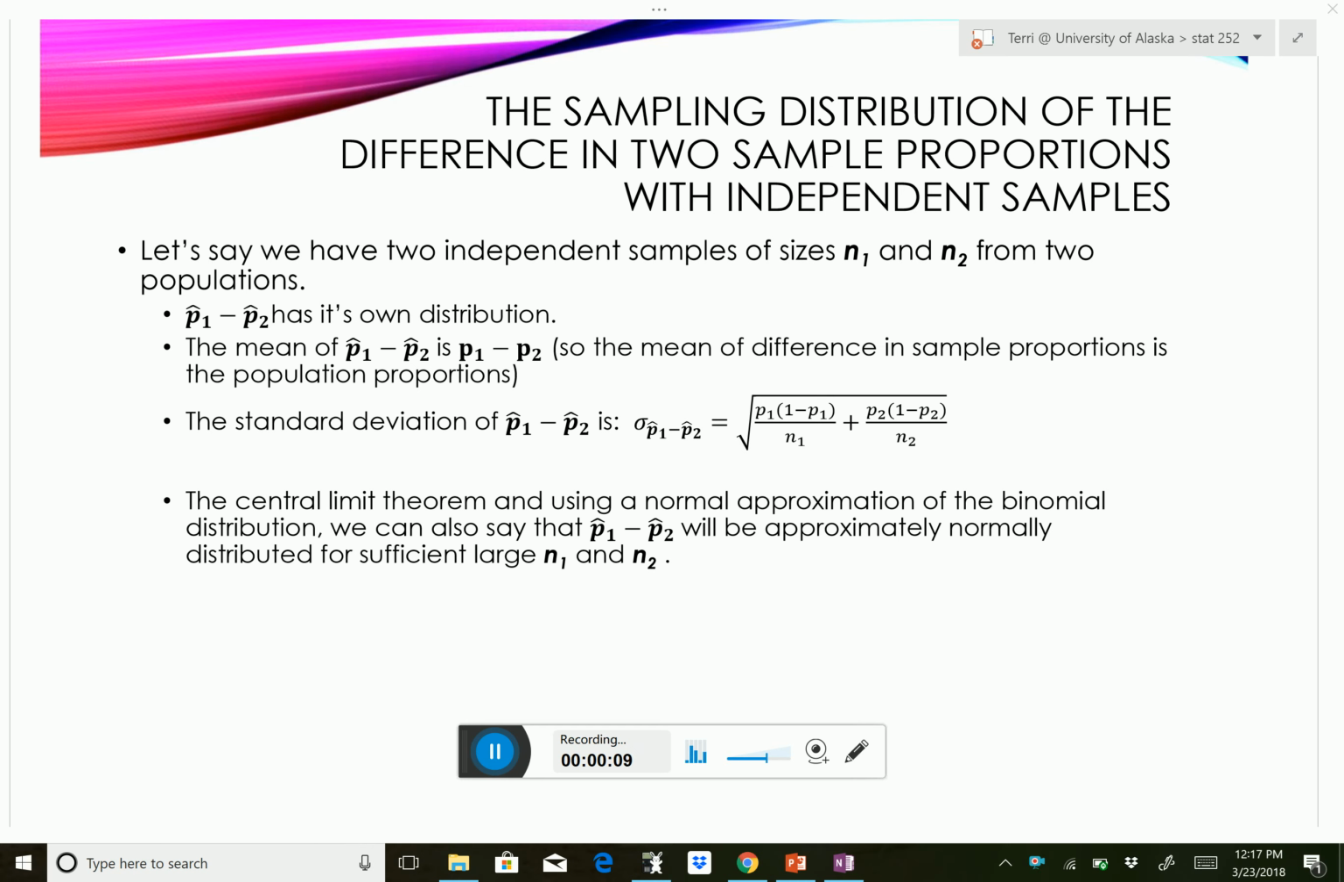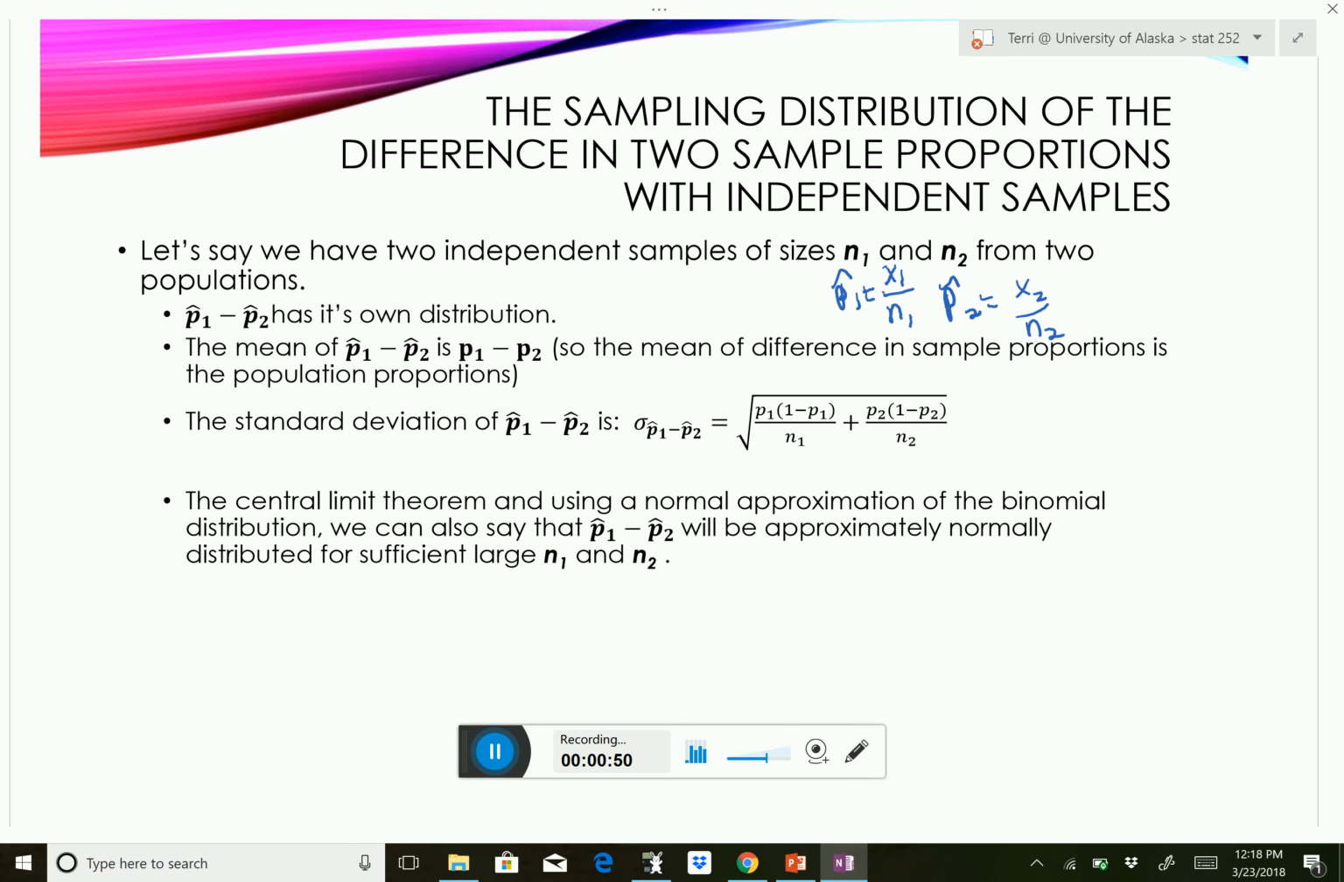Okay, we are looking at the sampling distribution of the difference in two sample proportions now. So we have two independent samples, of sizes N1 and N2. We have two different populations. Each one of these will have a P1 hat and a P2 hat. P1 hat is the number of successes in population 1 out of N1, and P2 hat is the number of successes in population 2 over N2.